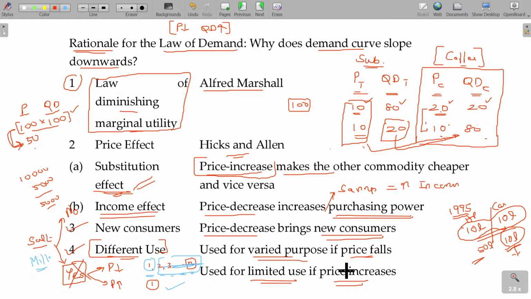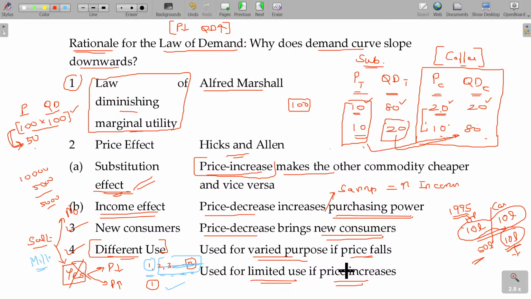So these are the four aspects you have to keep in mind related to the reasons for the law of demand. Alfred Marshall's view: law of diminishing marginal utility. Hicks and Allen, where we have two views, one is the substitution effect. If the price of the commodity increases, the other substitute's price seems to be cheaper, not really decreasing, but seems to be cheaper. So you substitute from your product to the new one, or vice versa.